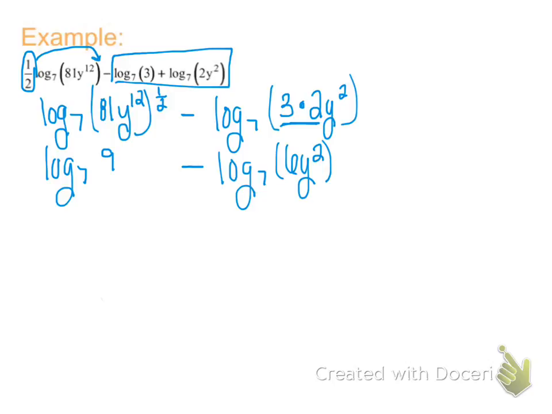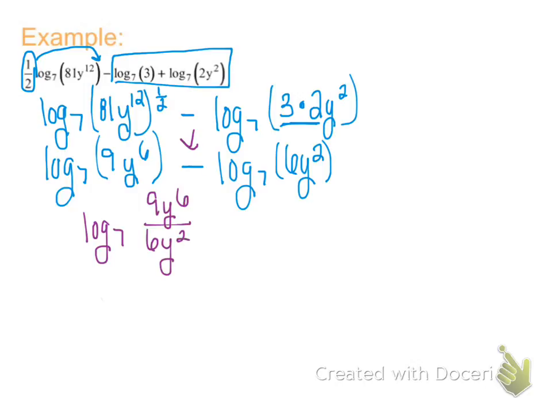And then your exponent property says that you can multiply that 12 and 1/2, and you end up with y to the 6th power. So all I did is simplified what that 1/2 does to the 81y squared. And now I am left with log base 7 of 9y to the 6th power minus log base 7 of 6y squared. So I'm going to take care of that subtraction symbol right here, which makes us use division to condense even further. So I have log base 7 of 9y to the 6th power divided by 6y squared.